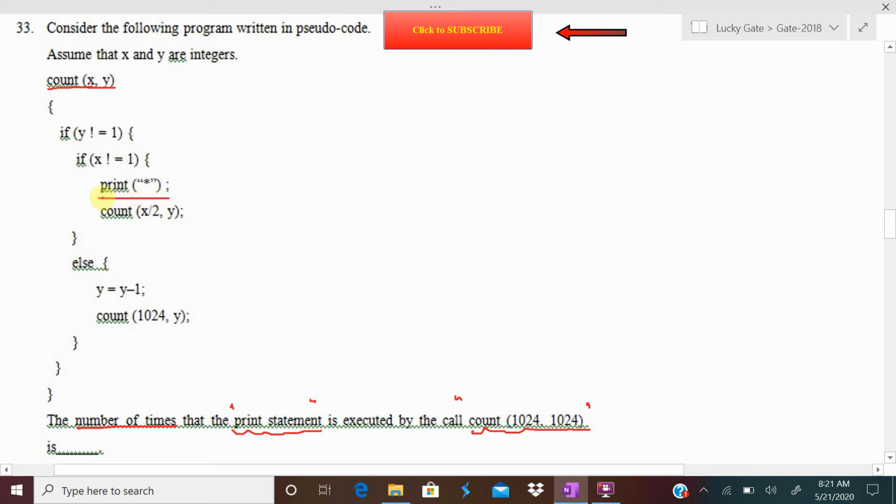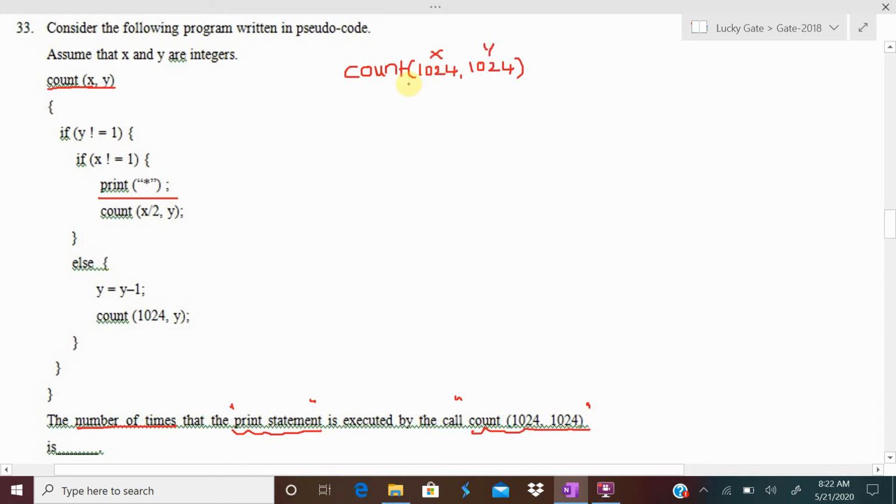So where is the print statement in the program? Here is a print statement. The question is how many times this print statement is going to be executed. I will explain you clearly. When the count function is called for the first time with values 1024, 1024, the value of x and y, say this is x and this is y, are 1024 and 1024.